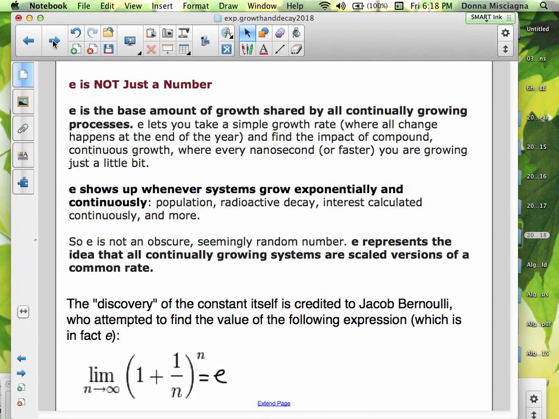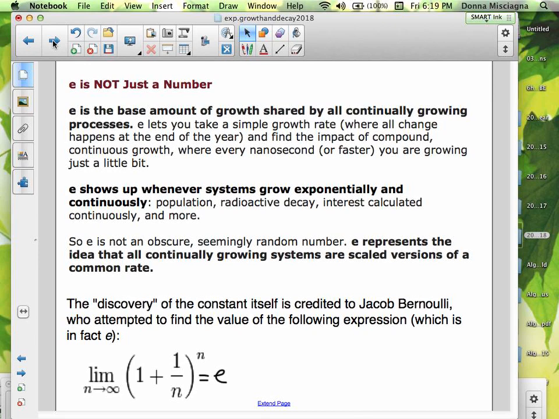e shows up wherever systems grow exponentially and continuously. Population, radioactive decay, interest calculated continuously, and more. So e is not an obscure, seemingly random number. e represents the idea that all continually growing systems are scaled versions of a common rate. You cannot understand population growth or how organisms change or biology without understanding the idea that all continually growing systems are just scaled versions of that same common rate.